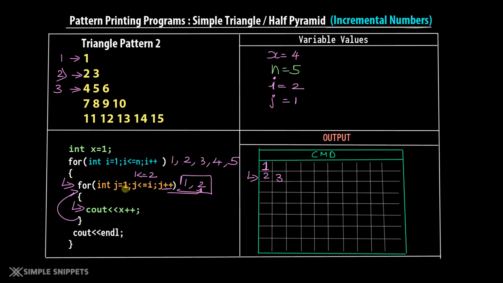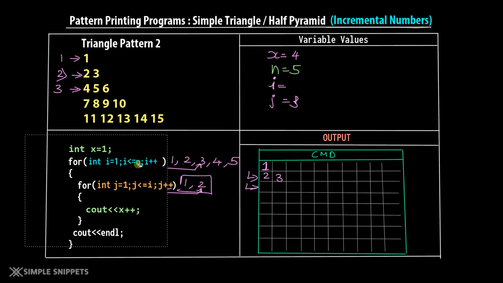So after running the inner for loop 2 times, j will become 3. When j becomes 3, this condition will become false because 3 is not less than equal to 2. So you will come outside the for loop, you will say cout endl onto the new line, go at the start of the for loop, and I value will now become 3. So I'm guessing you guys have got the pattern, understood the pattern. So let's go a little faster.